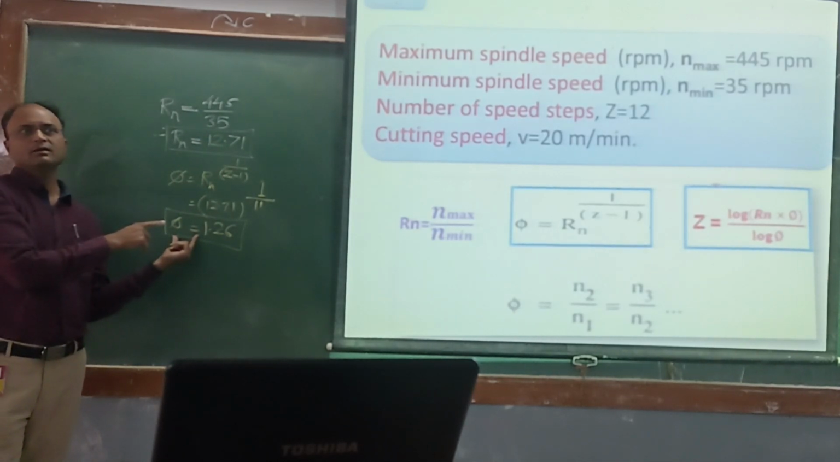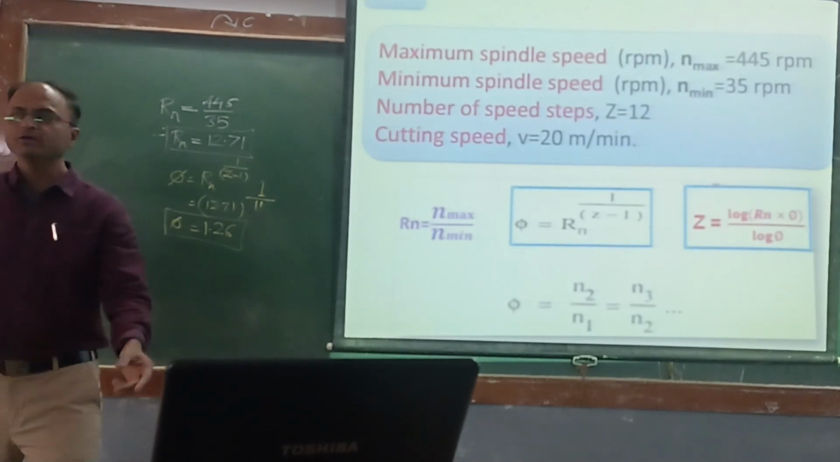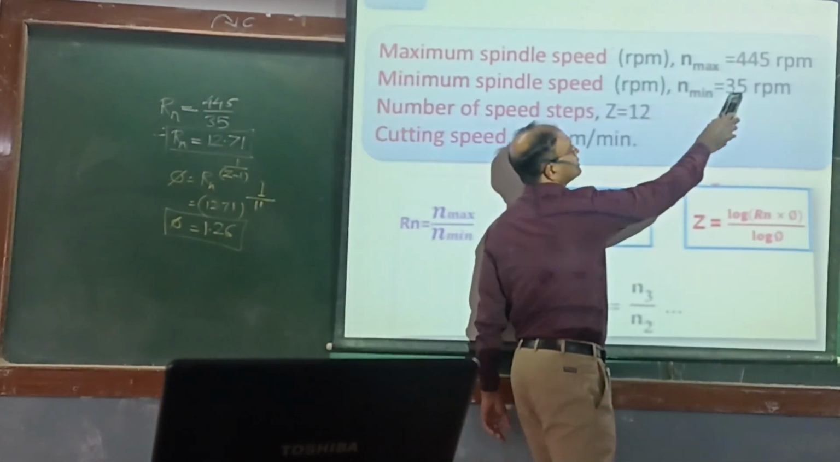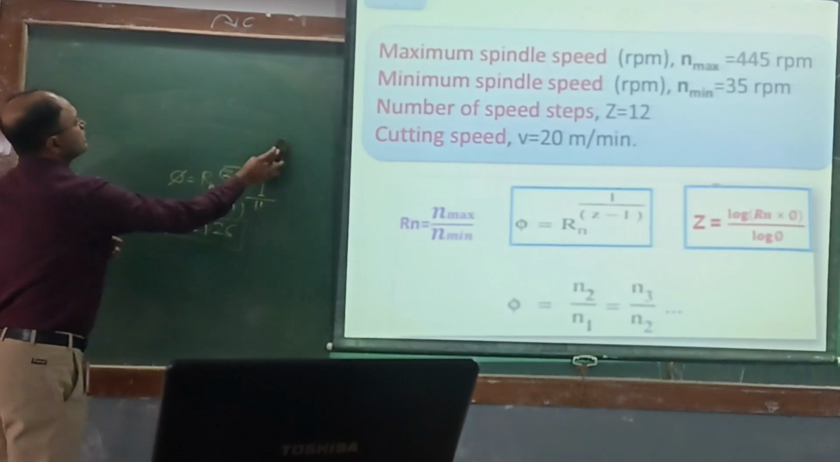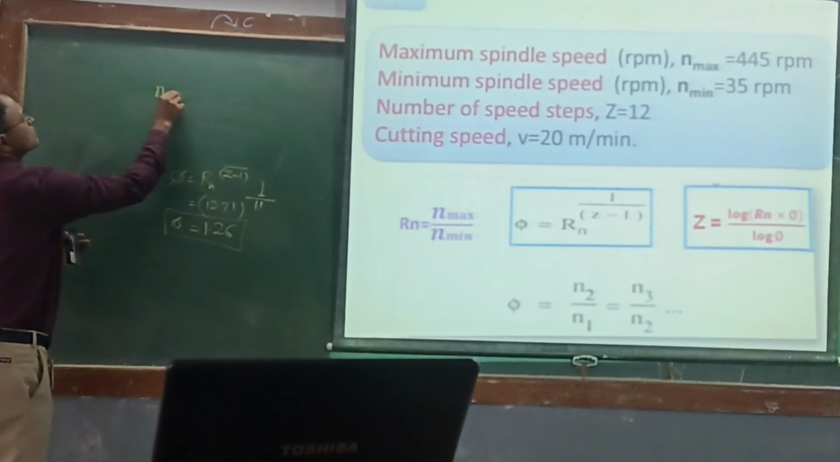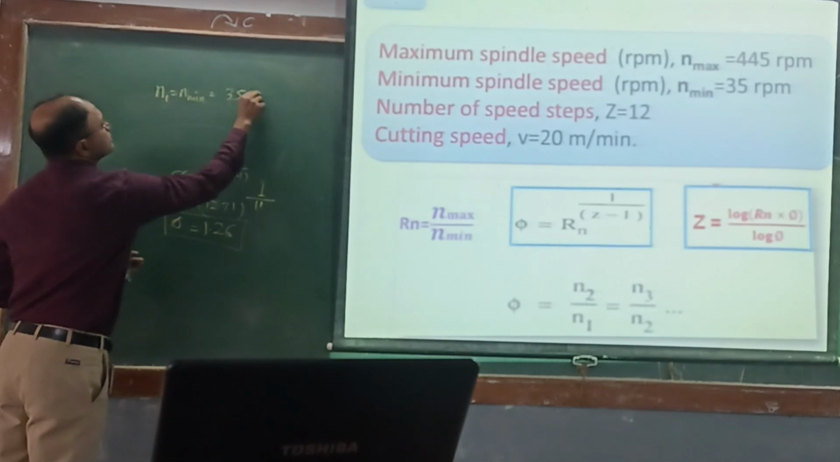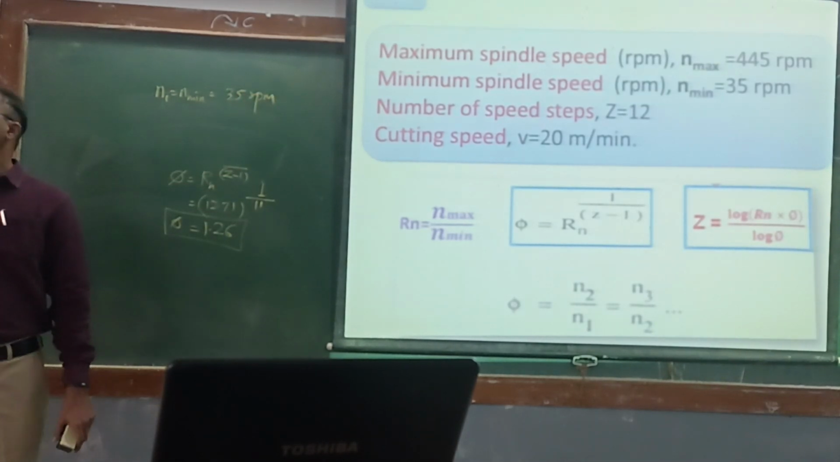Yes. Okay. Now we have to write all the speeds. So what is the first speed in this case? The first speed is 35. That is N minimum. So N1 is equal to N min, that is equal to 35 RPM. Correct?